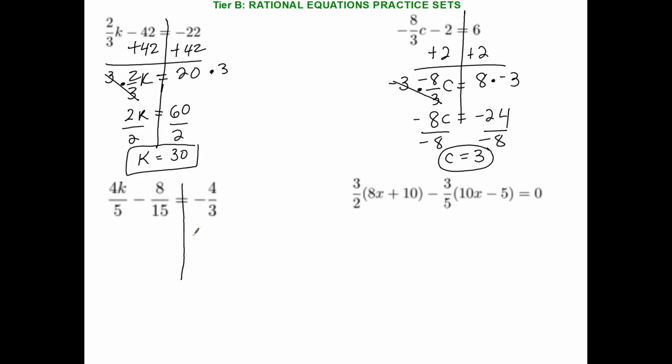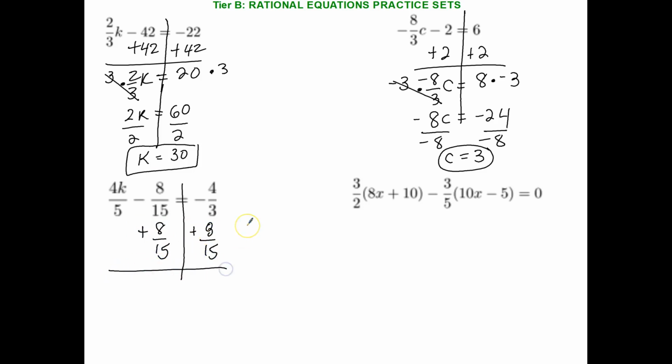But everyone, these problems are just like these problems up here. What do I have to get alone? I have to get k alone. So move negative 8 over 15 out of the way. All right, so we add 8/15 to both sides.